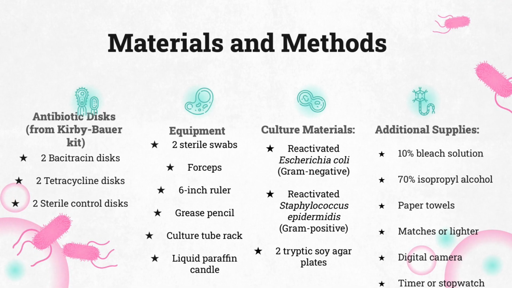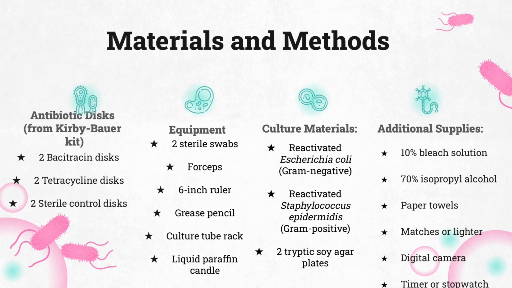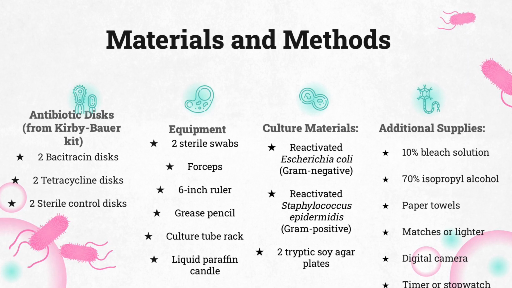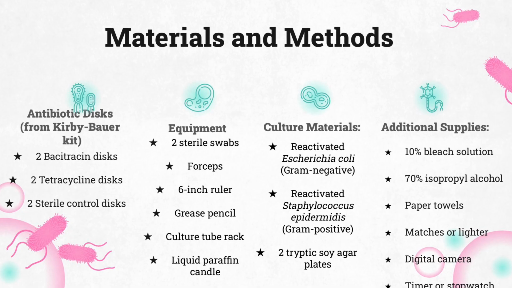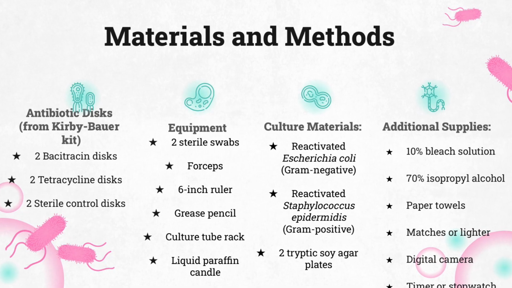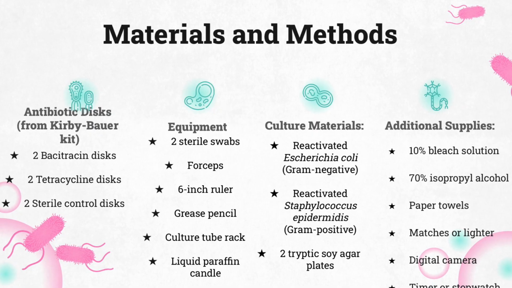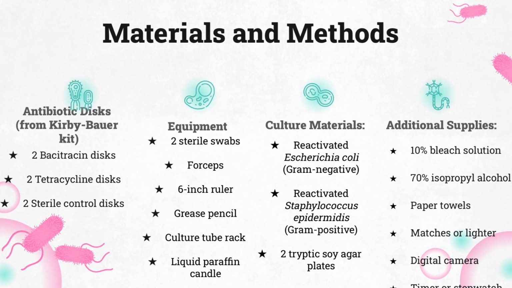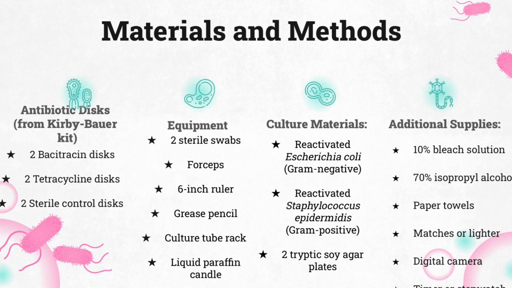Here's a quick breakdown of what I used. For the antibiotic discs, I used bacitracin and tetracycline, plus a sterile control disc. The bacteria I used were reactivated E. coli, which is gram-negative, and Staph, which is gram-positive. Tools and equipment were swabs, forceps, rulers, culture tubes, agar plates, and disinfectants like bleach and isopropyl alcohol.